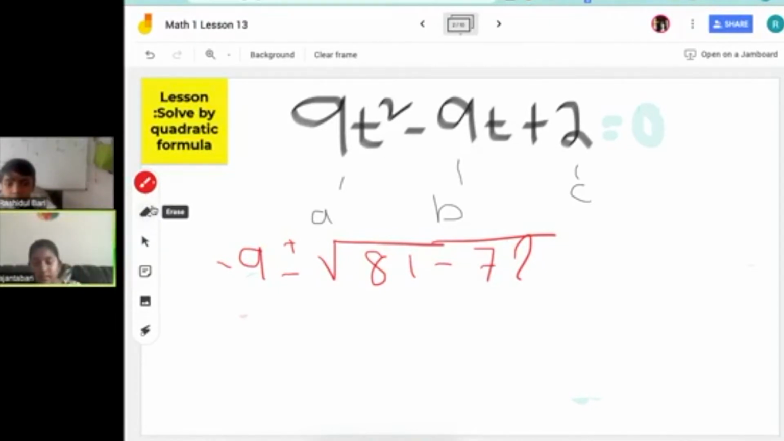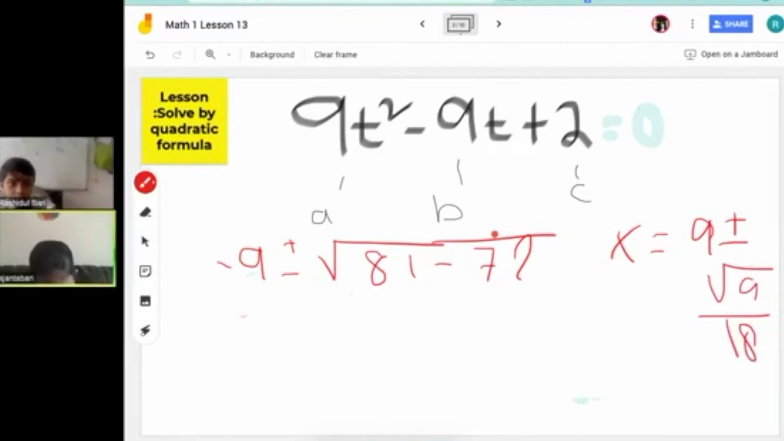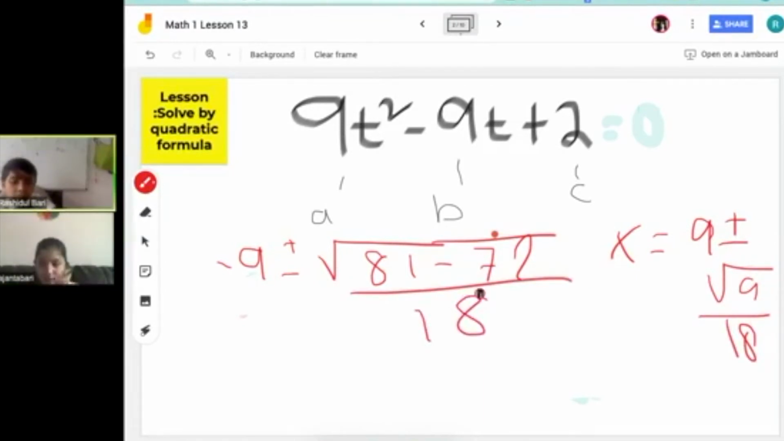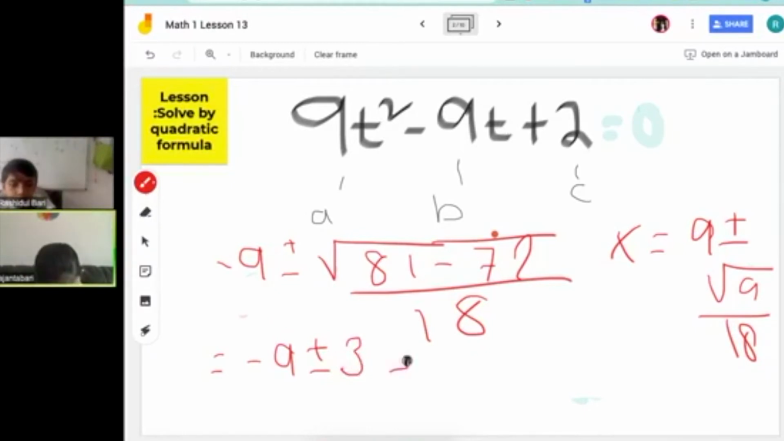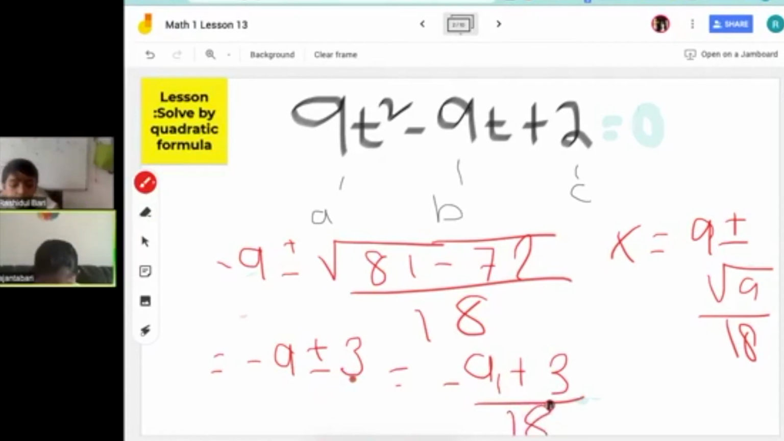So since 81 minus 72 gives you 9, you would write it like this. x equals 9 root 9 over 18. Okay, now you have to find the square root of 9. And the square root of 9 is 3. So it should be negative 9 plus or minus 3 over 18. Negative 9 plus 3 over 18.